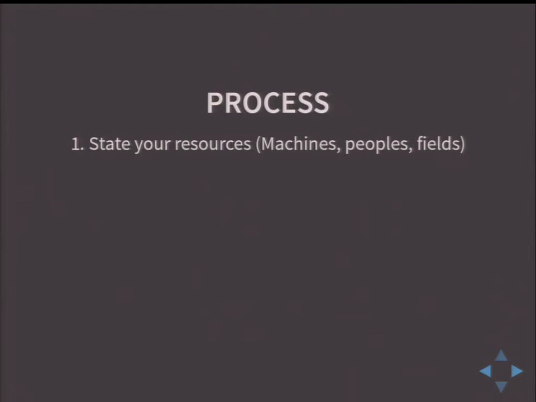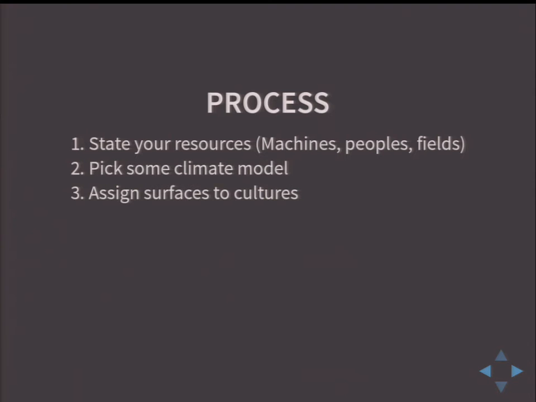So here is the basic process for the cultivator. First, he has to state his resources, being fields, machines, the people, and then to pick some climate models. Of course, if you have a farm in Toulouse, you're not going to have the same weather as if you have a farm in Spain or in the north of France, for instance. And then from this, you can assign surfaces to cultures. And from this assignment, a possible planning can be deduced.